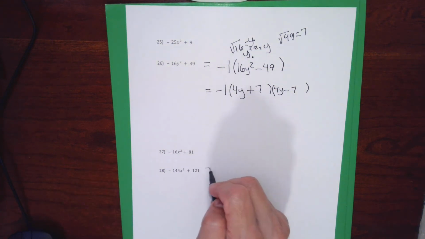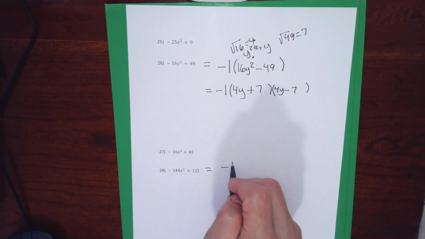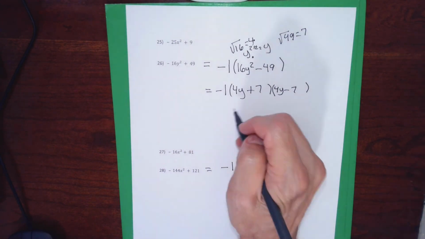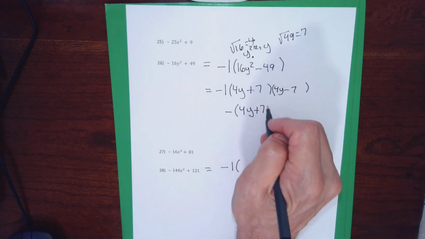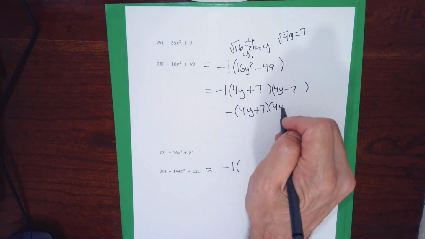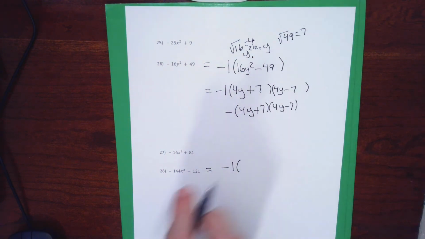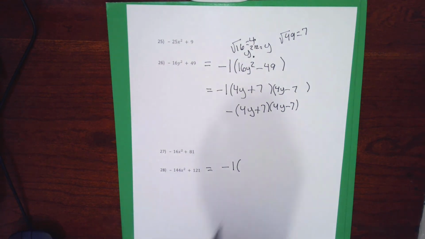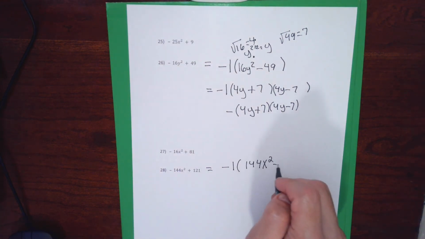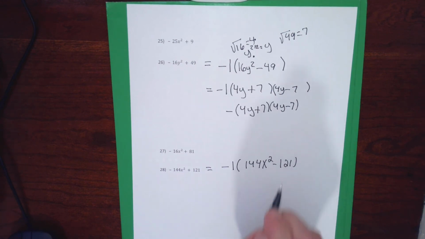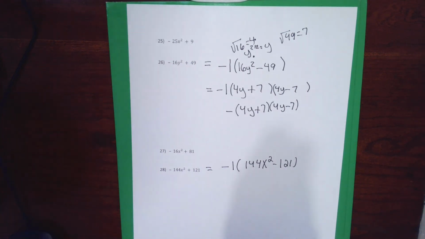28, same deal. I'm going to factor out a negative 1. I could just write a negative sign if it bugs me to have the 1. I like the 1, but it's not necessary. In 28, because the first term is negative, I should probably factor out a negative. Now I might need my calculator to make sure this is a good thing.